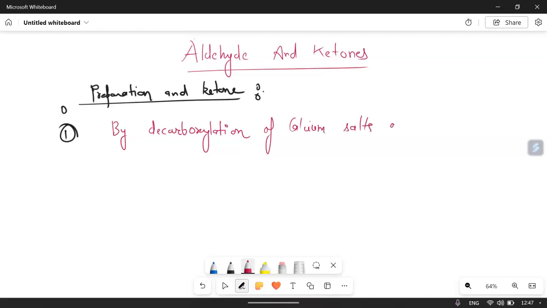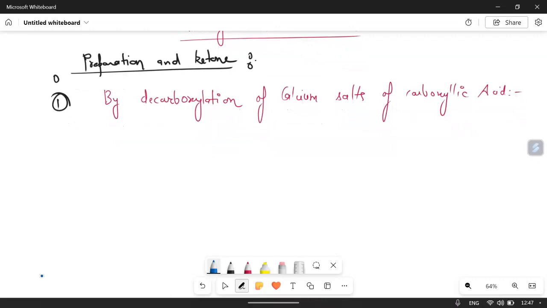Of carboxylic acid. So we need to do the decarboxylation. How we can do it? Let's start. Okay. So for example, you have a carboxylic acid (HCOO)2Ca.